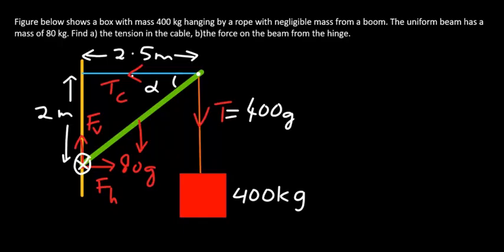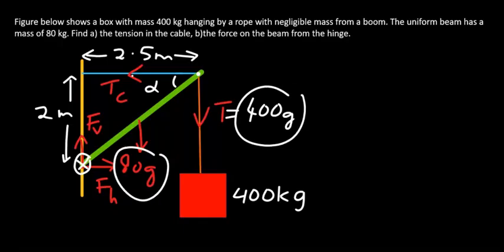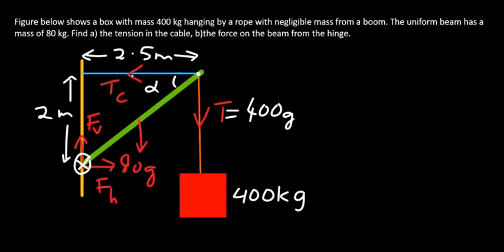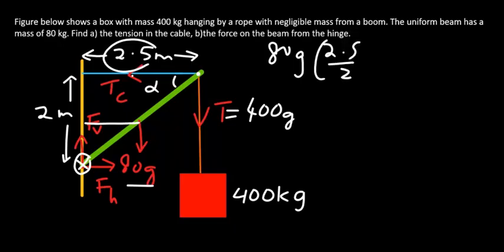There are three forces: the weight of the beam, the tension, and the tension in the cable. So we need to figure out the torques created by these three forces about that axis of rotation. Let's start with the weight of the beam. The weight or the force is 80 G. The perpendicular distance from the axis of rotation is that distance right there, which is half of that. So 2.5 over 2.